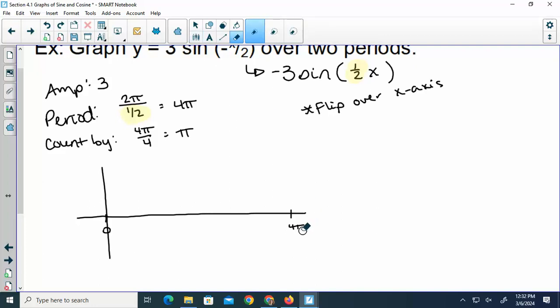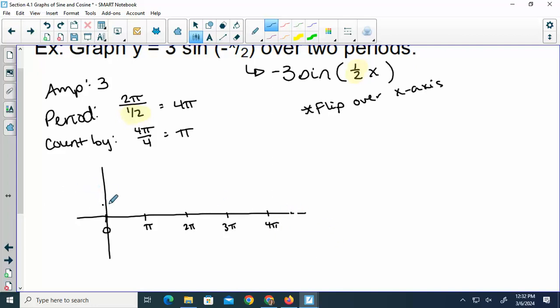So period is 2 pi divided by the number. Count by is period divided by 4. So we are counting by pi. My first point is at pi. If I add pi, then it would be 2 pi, 3 pi, and 4 pi.